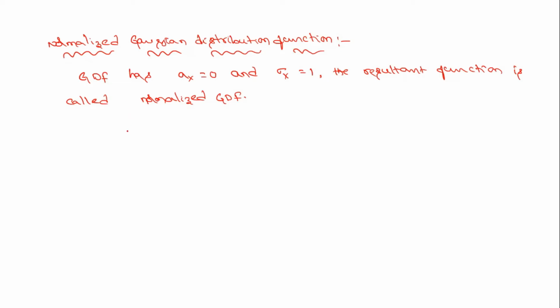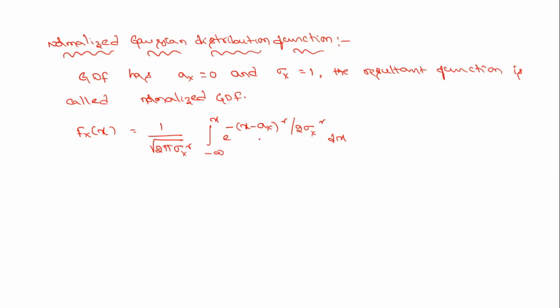So when you take the original Gaussian distribution function, it is F_X(x) equal to 1 by root of 2 pi sigma_x square, integral from minus infinity to x of e to the power of minus (x minus a_x) whole square divided by 2 sigma_x square dx. So this is the Gaussian distribution function.